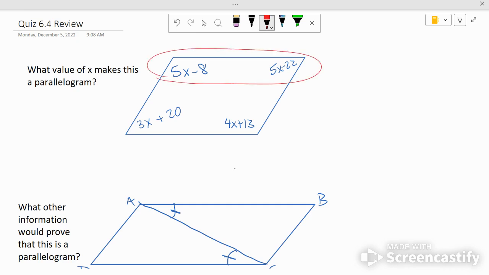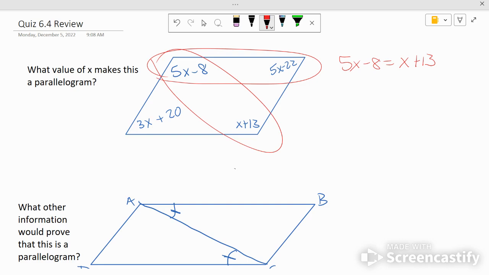You could add these two up to be 180, or you could take these two and set them equal to each other. The opposite corners. So 5x minus 8 equals x plus 13. You could do 3x plus 20 equals 5x minus 22, and that would be the same thing. Okay? All right.